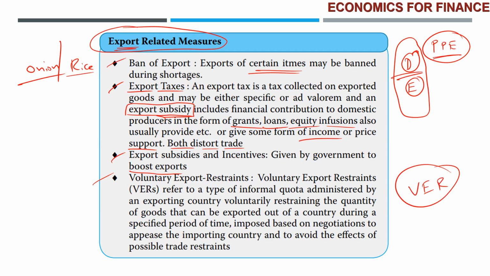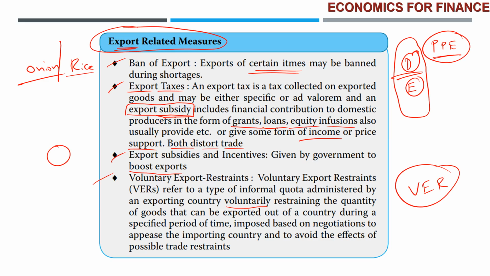Now, another important short note question is VER. That is voluntary export restraints. Very important short question. What is VER? Voluntary export restraint. What are those? They are a type of informal quota administered by an exporting country. Exporting country is putting a restriction on itself. It is not putting a restriction on import, by the way. It is putting a restriction on itself. Which one? The exporting country. Voluntarily. That is why we are using it.